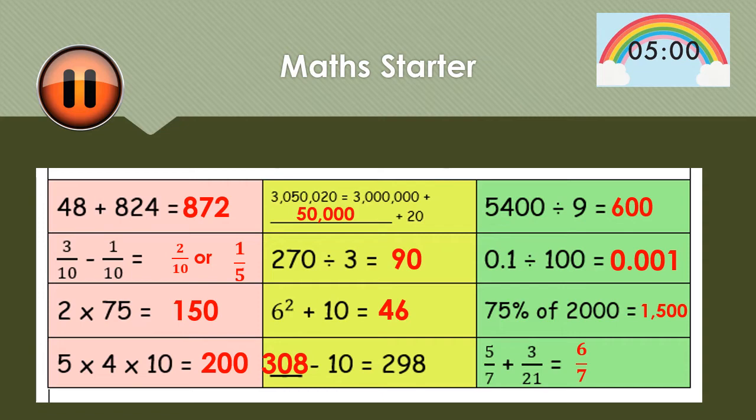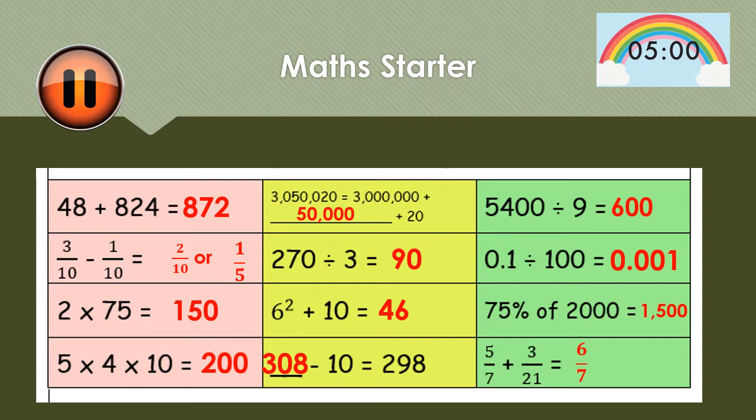6 squared plus 10. So 6 squared just means 6 times 6. And then we add 10. So we know that according to the order of operations, we must do the indices before addition. So 6 squared, 6 times 6 is 36, add 10, 46. Something minus 10 equals 298. That's quite similar to what we've been doing as part of our algebra unit. It could easily be x minus 10 equals 298, and you have to work out the value of x. In this case, we do the inverse: 298, we add 10 instead of minusing 10, and we get 308. So that's our answer.